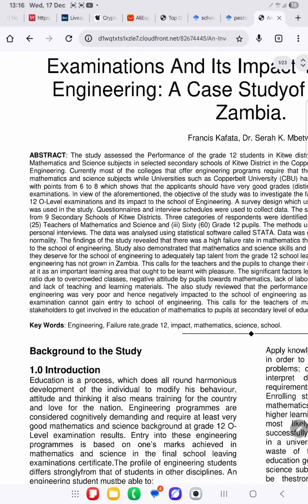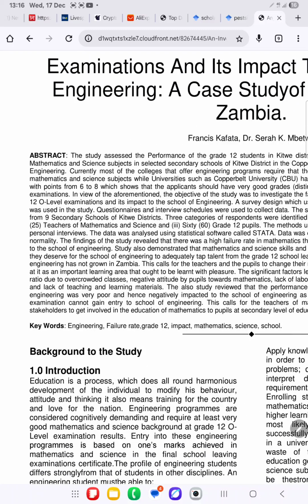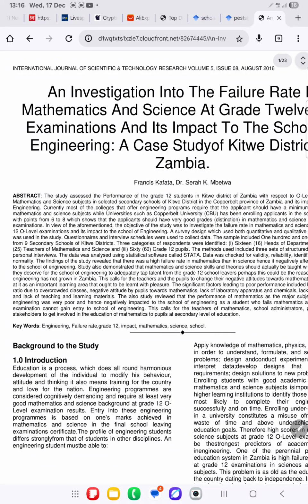So you've seen, if you read the abstract, the abstract will be there to show you the topic, the objectives, the research questions, and the findings of that particular topic that the two people were conducting. So if you are paraphrasing, for instance, you read through the abstract and find out what these people found when they were conducting the research on the factors that lead to high failure rate in mathematics, and then you write them like that.